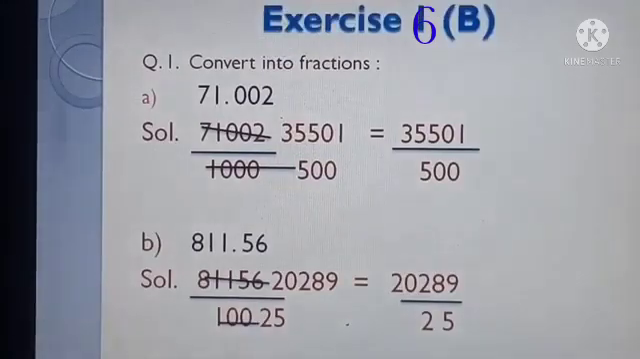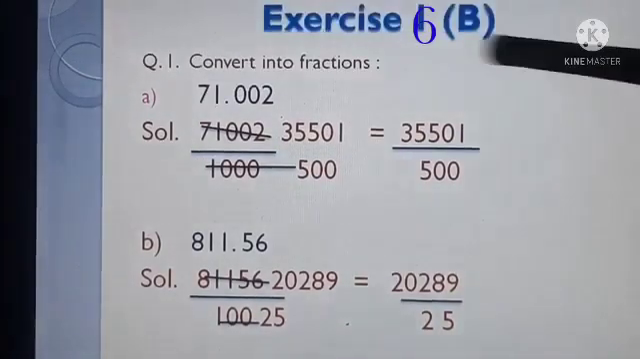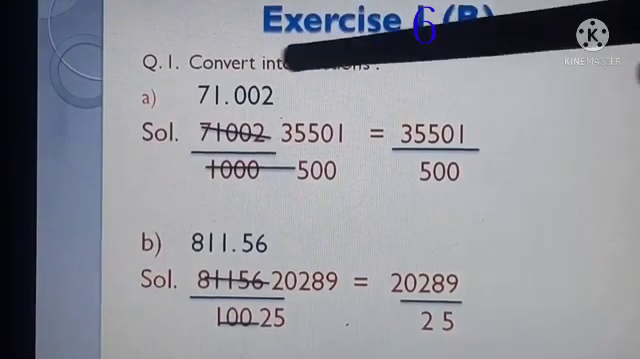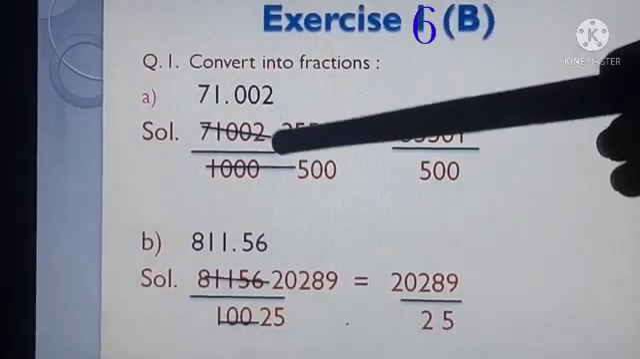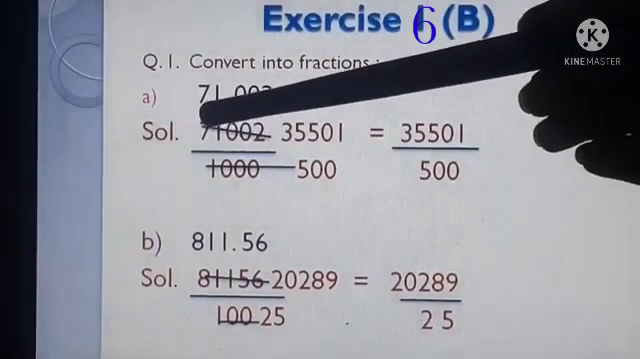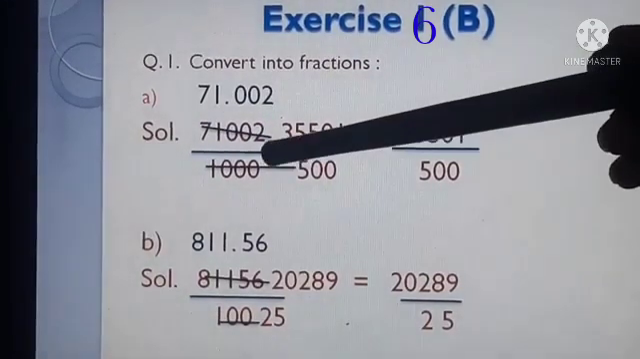Question number 1. Convert into fractions. A part: 71.002. To write down this decimal as a fraction, first of all we will write down the number without decimal, 71002, and then we will draw the bar.